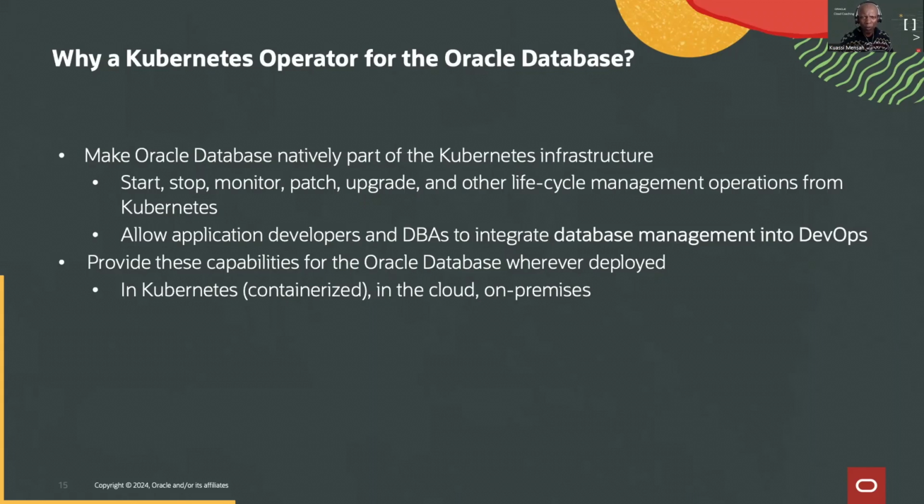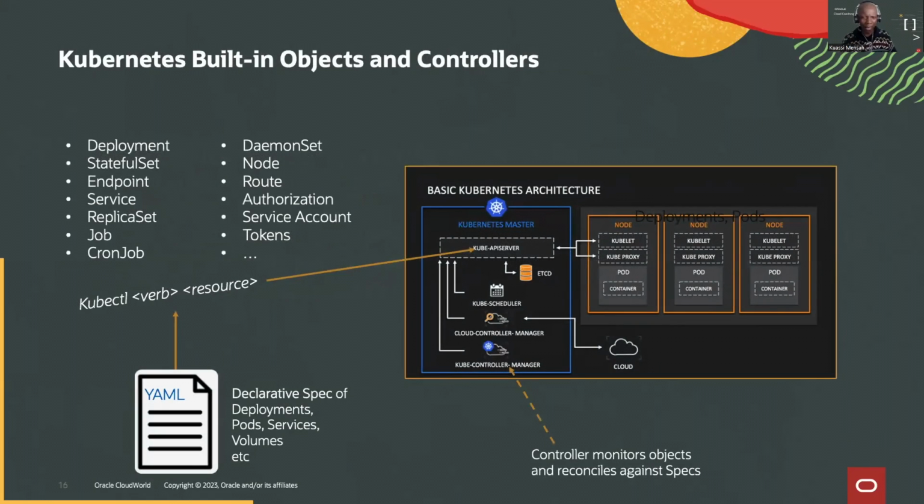We also want to provide these capabilities wherever you deploy the Oracle database, either in the Kubernetes cluster, that's containerized, so you can containerize databases, Docker images can be deployed in a Kubernetes cluster, or in the cloud. It can be in the Oracle Cloud Infrastructure, for example, we will support you, or on premises. If your database is on premises, we will also support that with the operator. So that's our goal. So how do we do that?